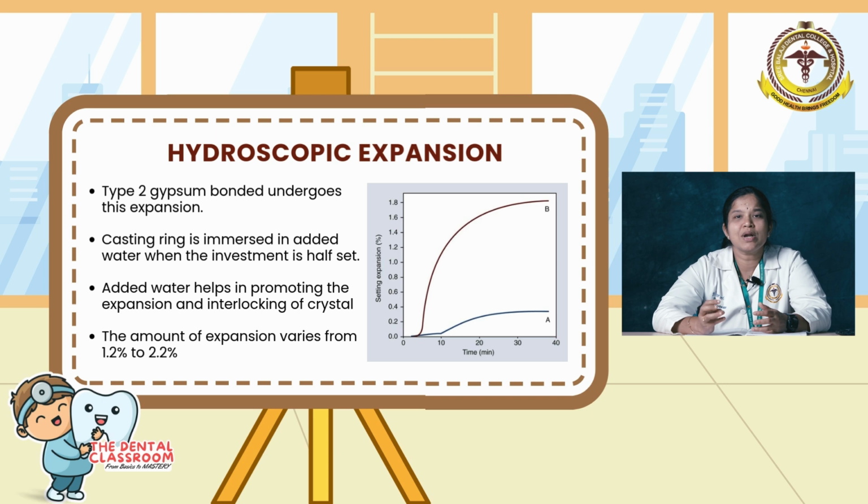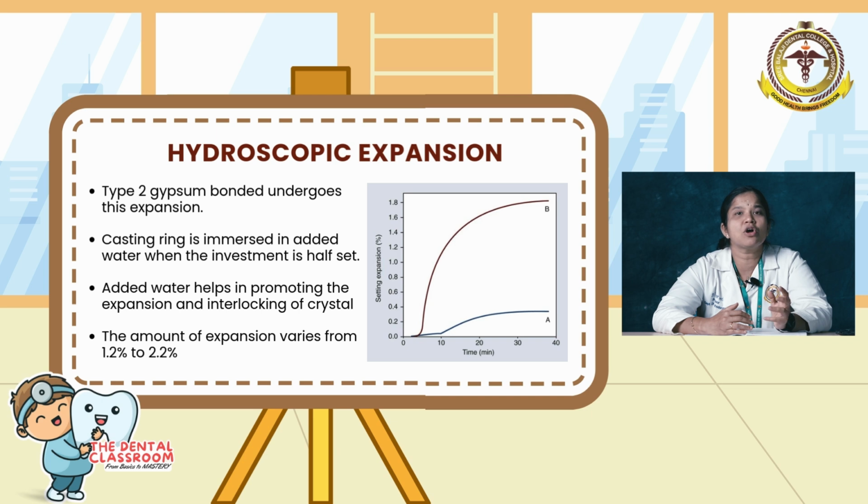So, what happens? What does this added water do to the investment material? The crystals which have grown, this water will add on and it will further promote the expansion a little more, avoiding the interlocking and intermeshing of the crystal. So, the hygroscopic expansion which is achieved is much greater than the normal setting expansion.